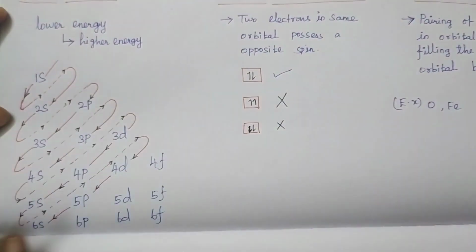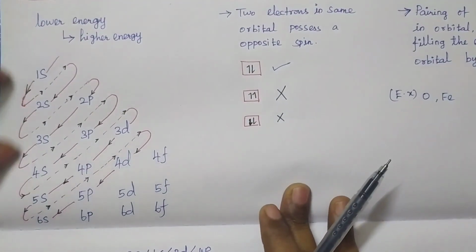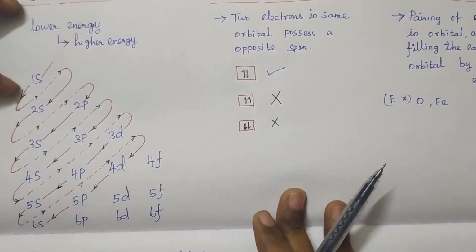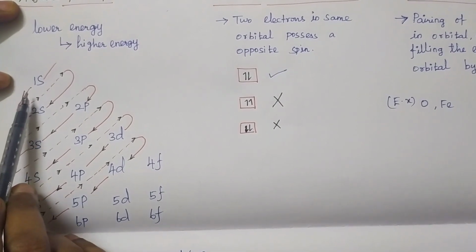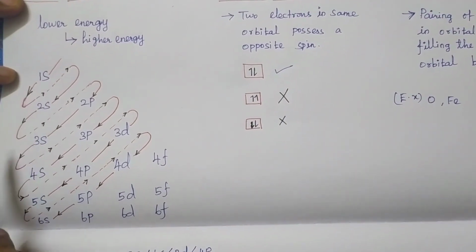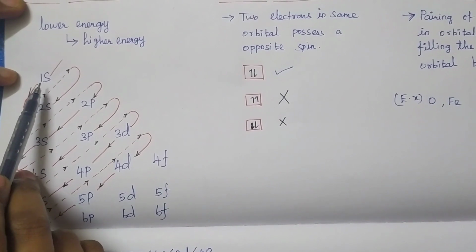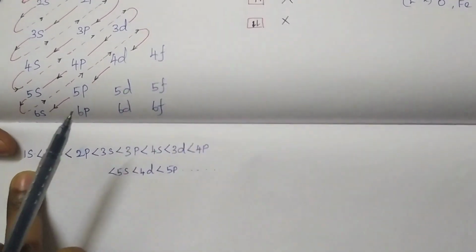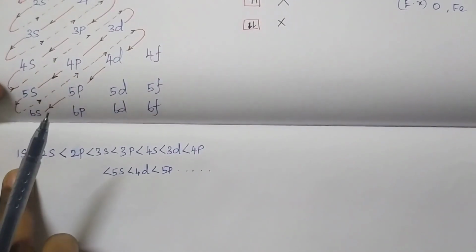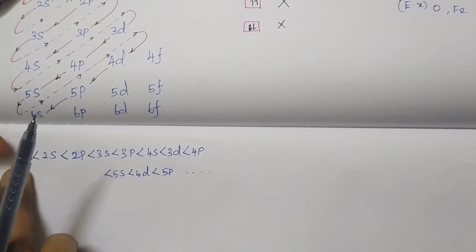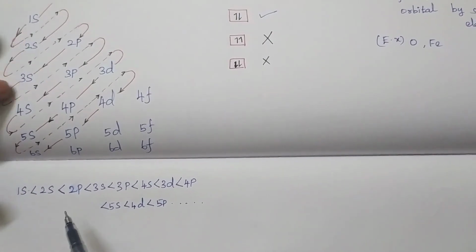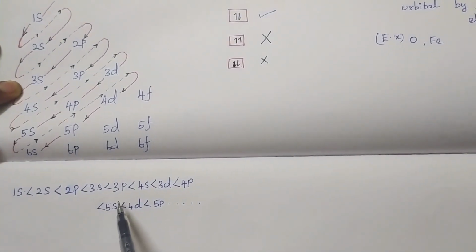See, I have written the s shell first, then the p shell, then the d shell and f shell. Here I have shown these orbitals by arrow markers. First the lowest energy orbital, 1s, then I have shown the 2s. Likewise, I have arranged the orbitals here. So in these orbitals, which one has the very lowest energy? 1s, then 2s. After that 2p, then 3s, then 3p.